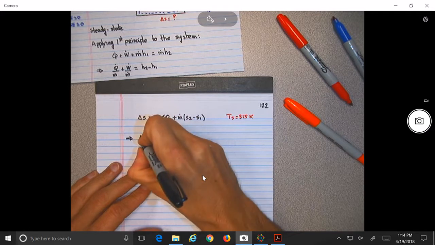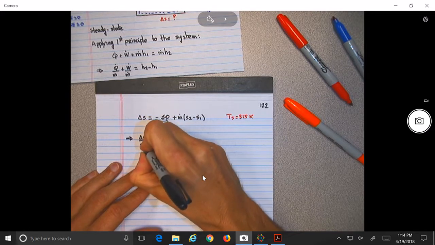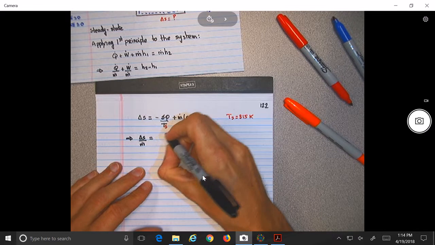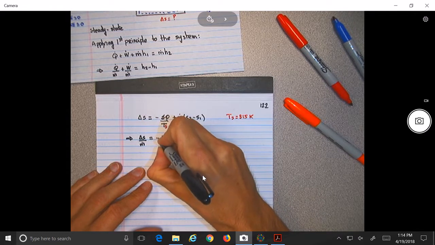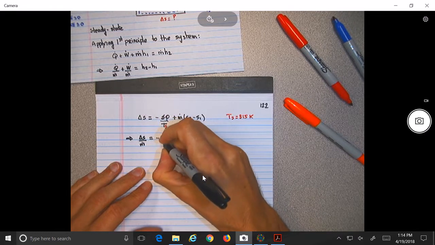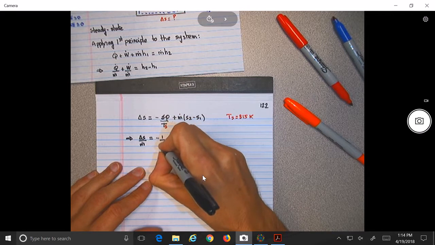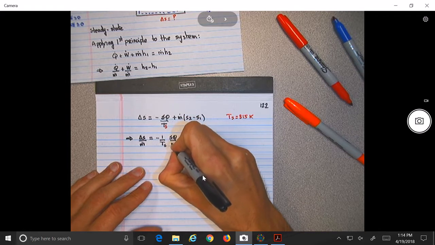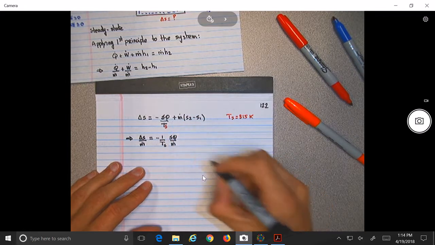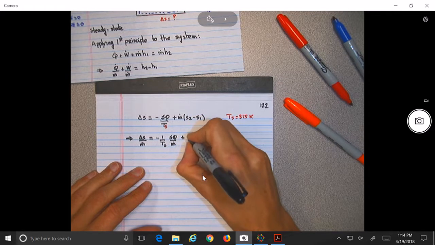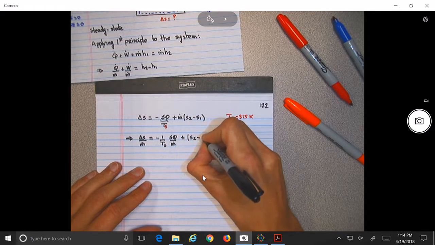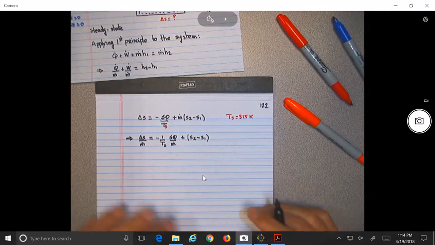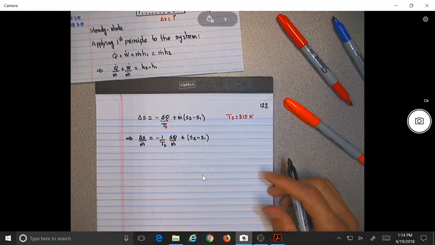So what can we do? Yeah, will be equal to 1 over, how can I do this? TS over m dot plus S2 minus S1.